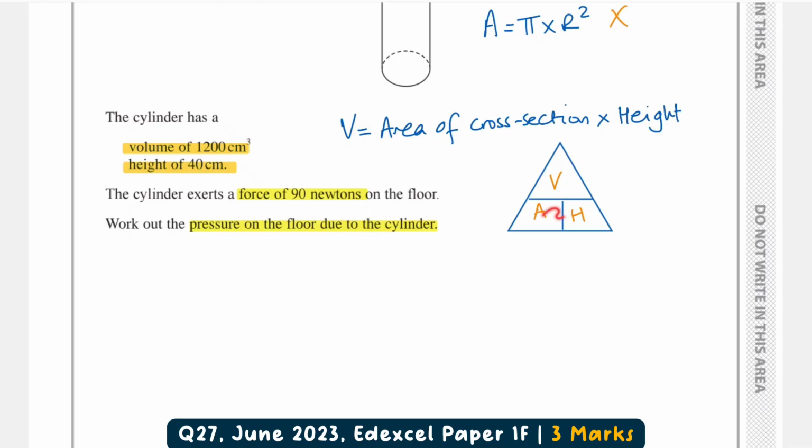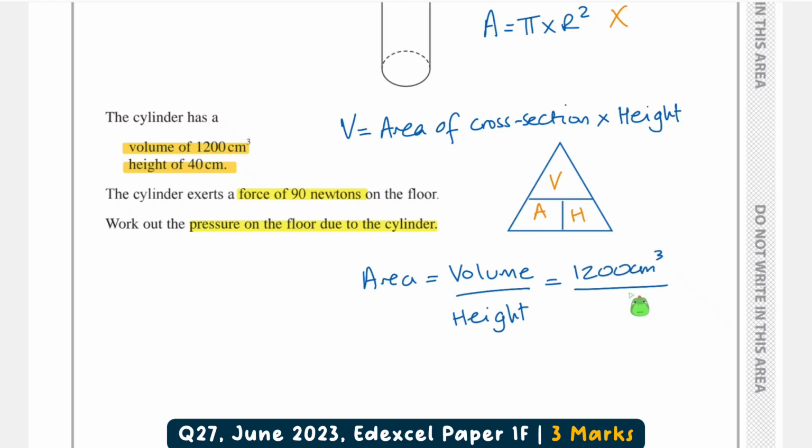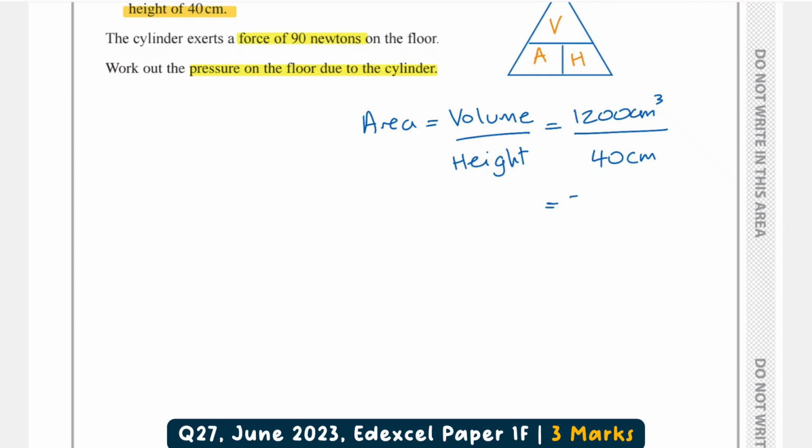What we're trying to work out is the area. So we're going to cover this or cross it out. And you can see that area is volume divided by the height. So substituting what we know, the volume is 1,200 and the height is 40. So the area is 1,200 centimeters cubed divided by 40 centimeters. And this gives us 30 centimeters squared.